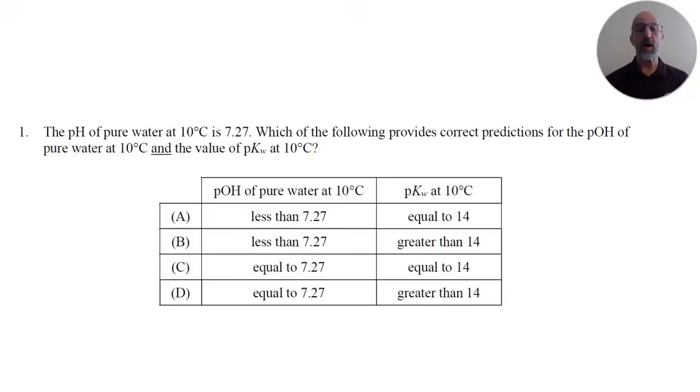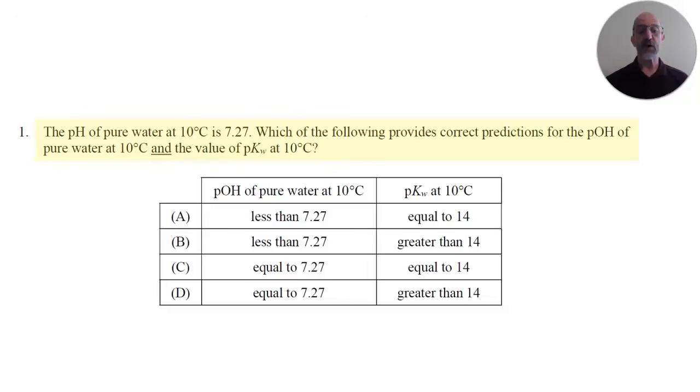Now let's move on to the practice for topic 8.1. This is question 1. Question 1 says the following. The pH of pure water at 10 degrees Celsius is 7.27. Which of the following provides correct predictions for the pOH of pure water at 10 degrees Celsius and the value of pKw at 10 degrees Celsius?